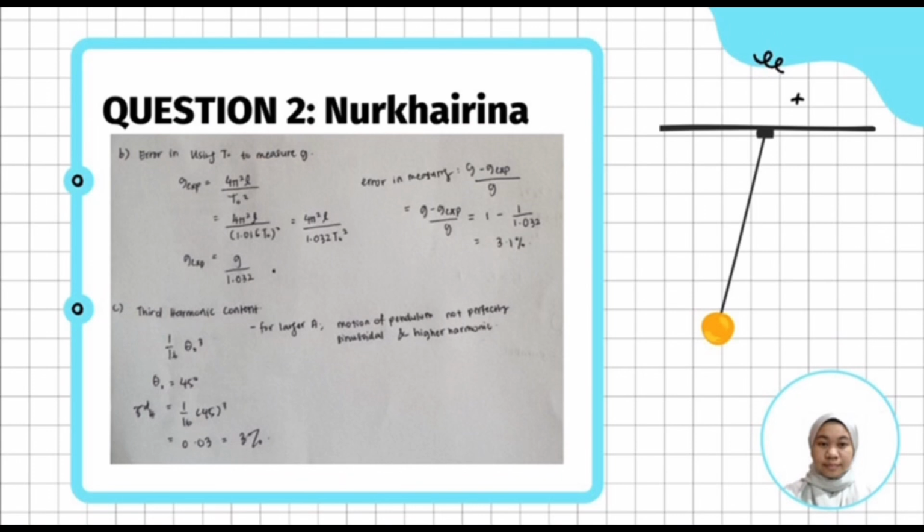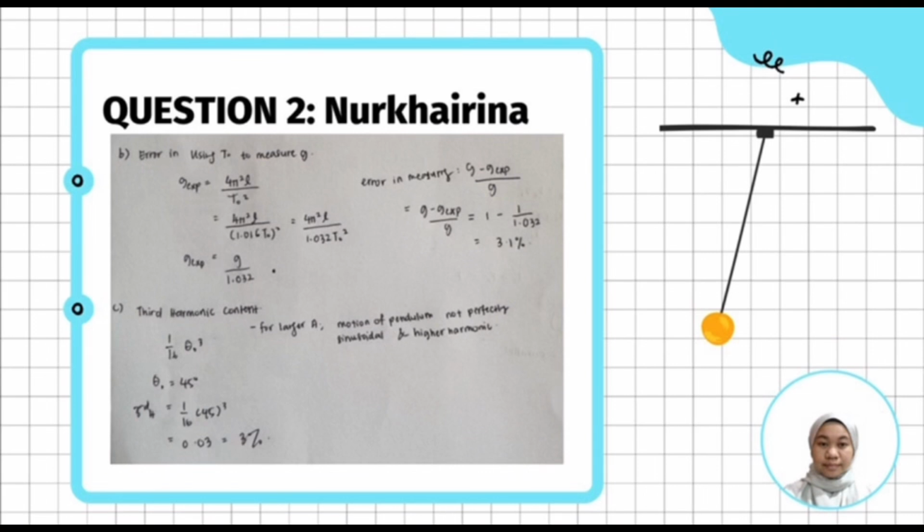If this pendulum is used as a laboratory experiment to determine the value of g, find the error included in the use of the elementary formula T naught. And C, find the approximate amount of third harmonic content in the oscillation of the pendulum. For solution B, we need to find g experimental first, based on the equation 4 pi squared L over T naught squared. We substitute T naught with 1.016 T naught into the equation. We get g experimental equal to g over 1.032. To measure the error, we use the equation g theoretical minus g experimental over g theoretical, and we get 3.1% for question B.